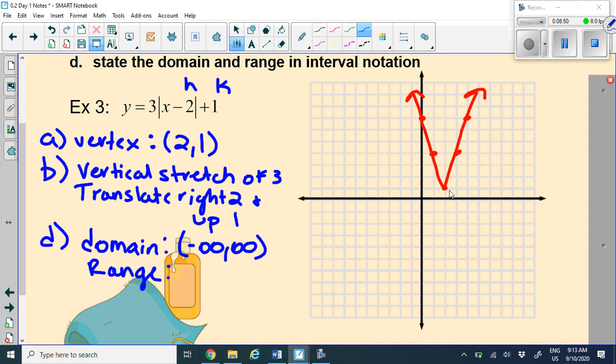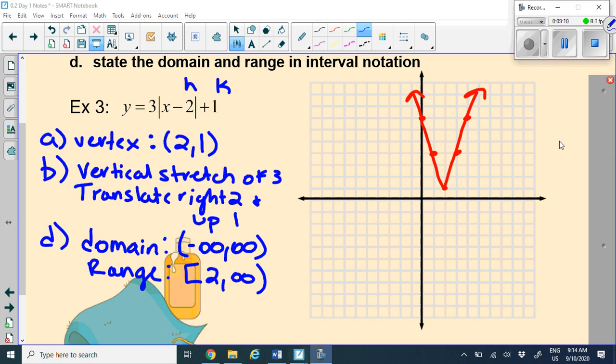So notice here that we have our vertex at (2, 1). So we start at 2, but because it's opening up, that means it goes on forever in the positive direction. So we do bracket 2 because it is a closed circle, and then positive infinity. And with any infinity signs, we use a parentheses.